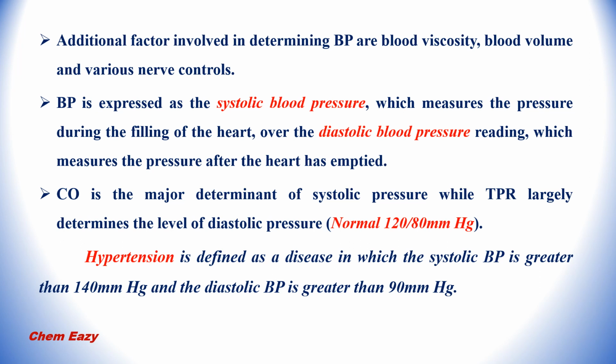BP is expressed as the systolic blood pressure, which measures the pressure during the filling of the heart, over the diastolic pressure reading, which measures the pressure after the heart has emptied. Cardiac output is the major determinant of systolic pressure, while total peripheral resistance largely determines the level of diastolic pressure. The normal blood pressure is 120/80, and we can define hypertension like this. Hypertension is defined as a disease in which the systolic blood pressure is greater than 140 and the diastolic blood pressure is greater than 90.